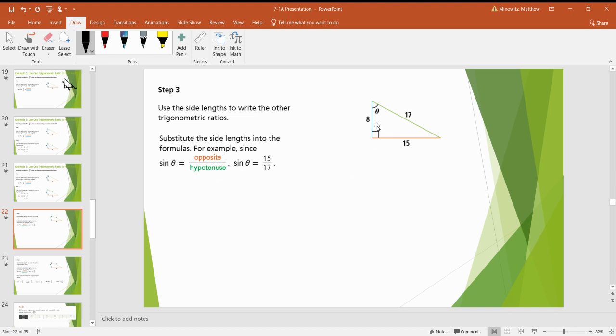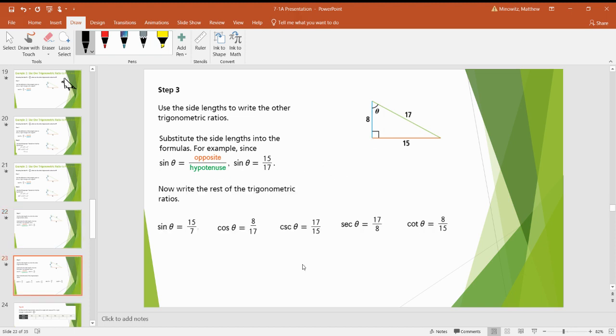Then I find all the ratios. Okay, then it goes back to the problem before where we just look at the triangle, we start at the angle, and we find the ratios. So tangent was opposite over adjacent, sine was opposite over hypotenuse, so sine is 15 over 17.